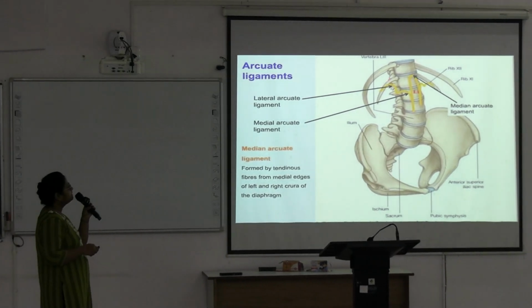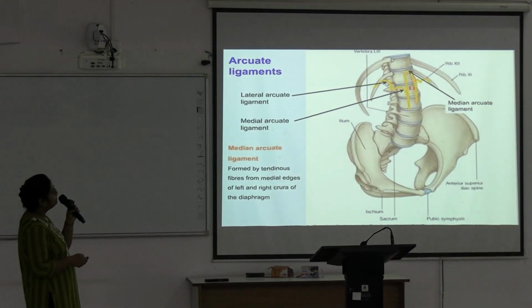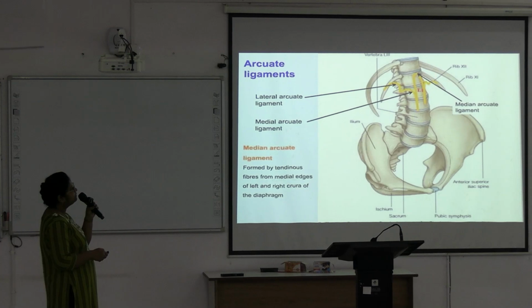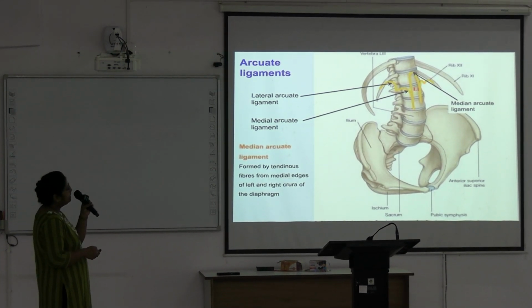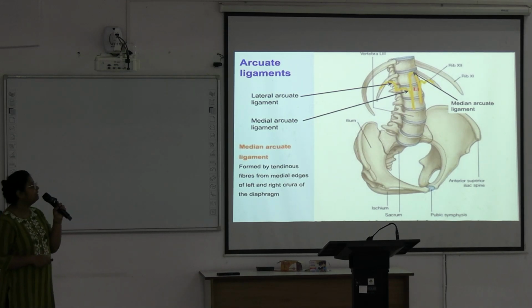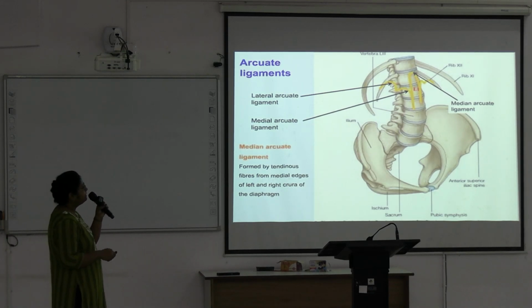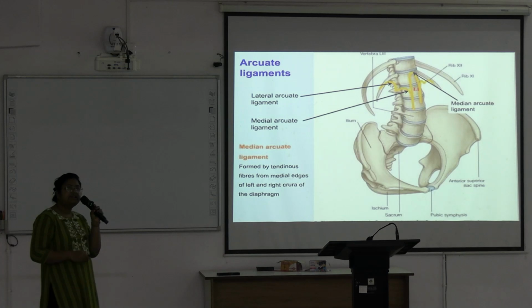So these are the attachments of arcuate ligaments. Here is the median arcuate ligament, which is single. Then on two sides of the median arcuate ligament, there is the medial arcuate ligament, and lateral to it lie the lateral arcuate ligaments. Okay, these are paired ligaments, medial and lateral arcuate ligaments. And these ligaments give origin to the diaphragm.